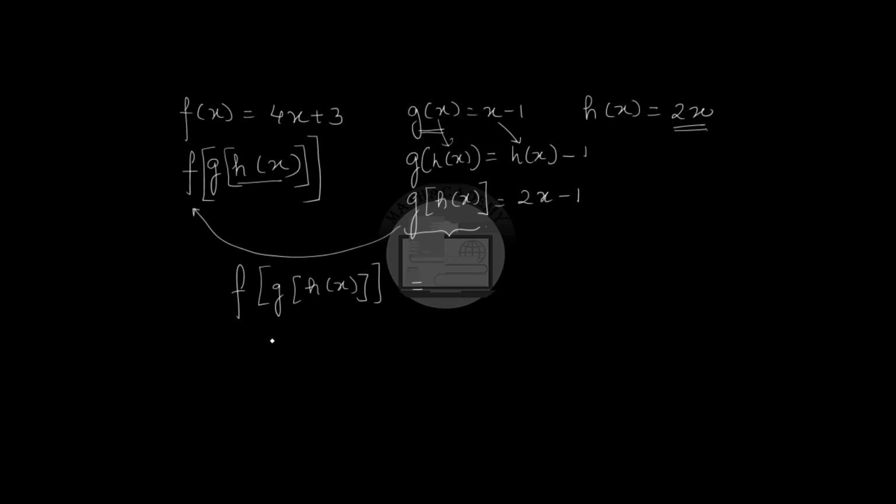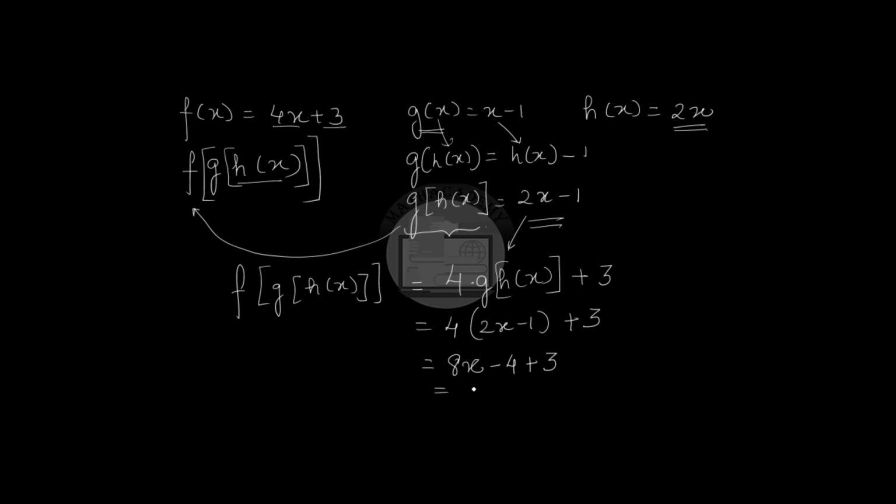So f of g of h of x should be equal to, f of x is 4x plus 3, so wherever we have x, we'll replace it by g of h of x. Correct? 4 times g of h of x plus 3. And what is g of h of x which we have figured out? 2x minus 1. So I replace g of h of x by its value, 2x minus 1, plus 3. And when I simplify it, I get 8x minus 4 plus 3, which gives me 8x minus 1.